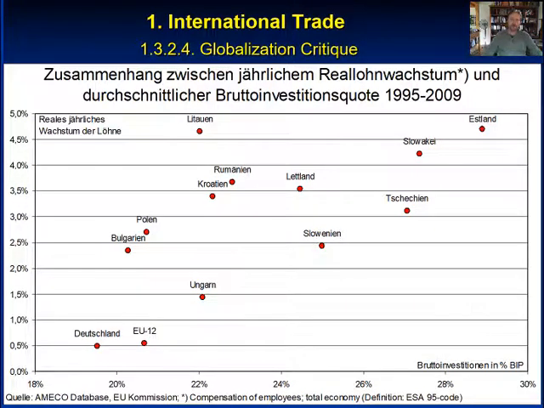This diagram shows that, on average of the years 1995 to 2009, the East European countries had a much higher share of gross investment in GDP, measured on this axis, than for example Germany or the average European Union. So, higher investment is again a likely explanation for the catch-up process of these East European countries.